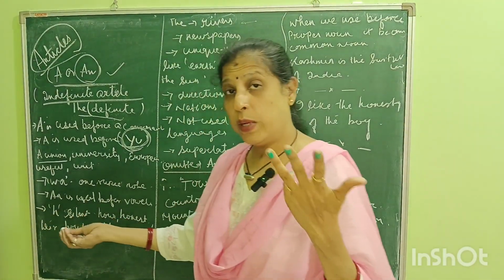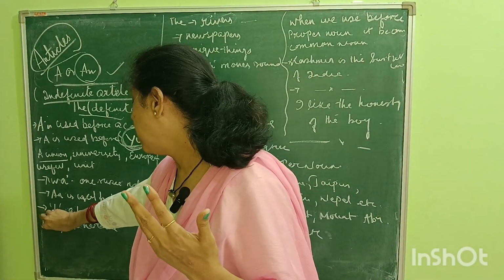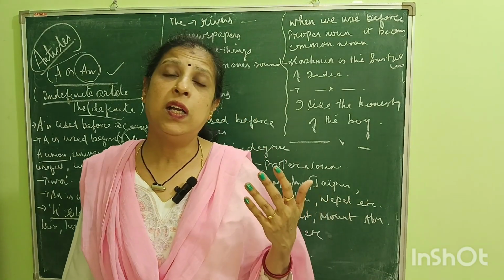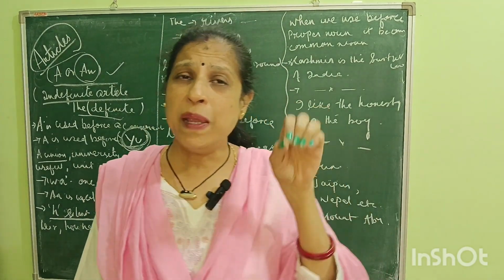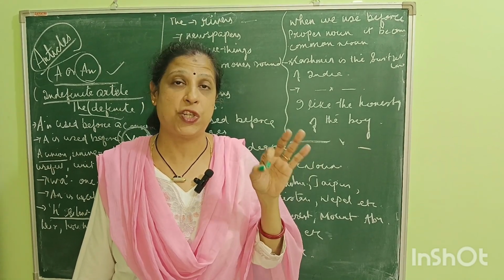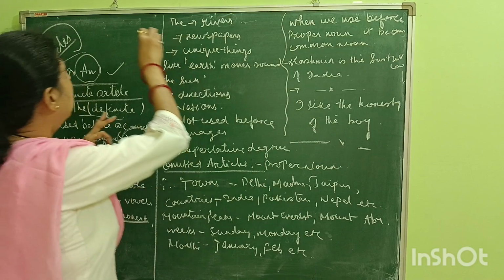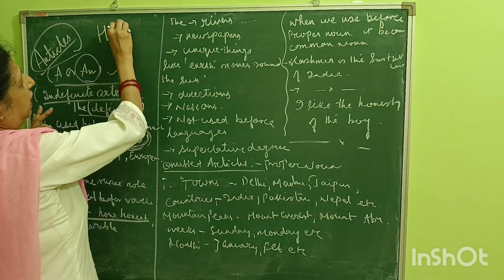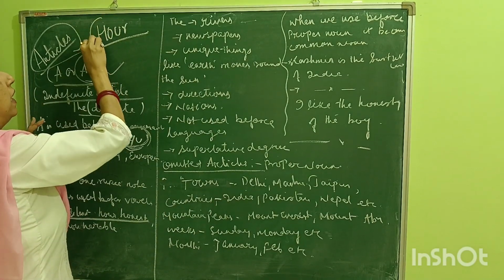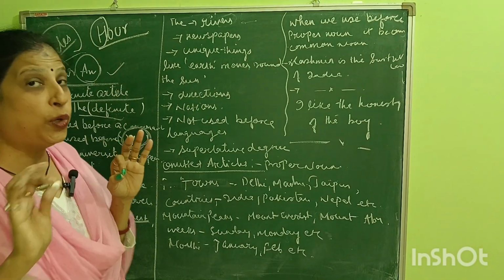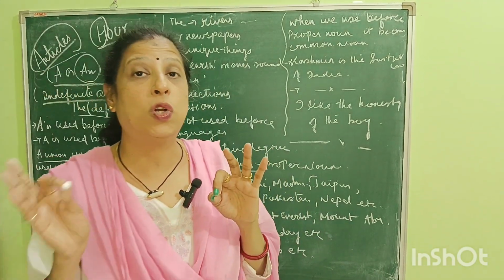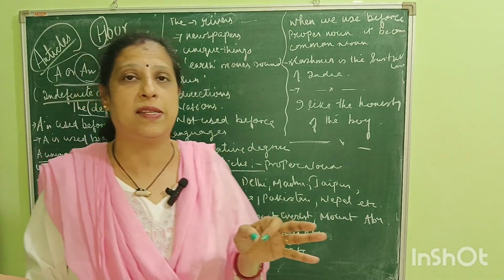Here you can see that we can also use an before words that begin with a silent H. For example, I will say hour. Here what is happening? H is silent. No doubt, it begins with an alphabet which has a consonant sound.